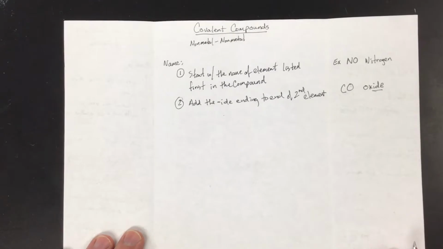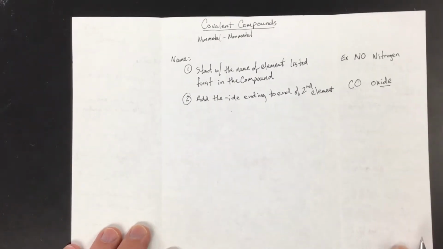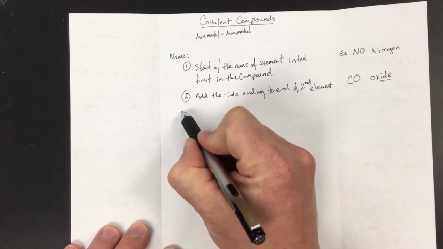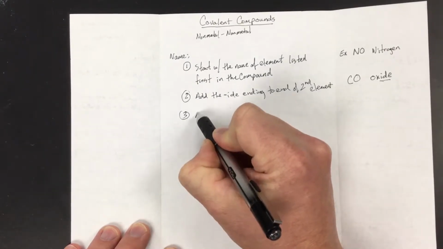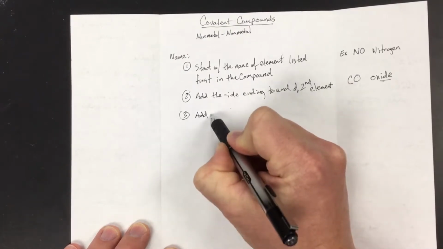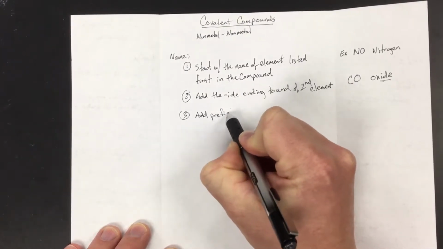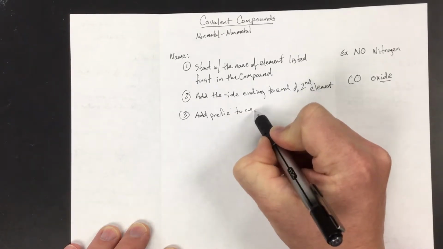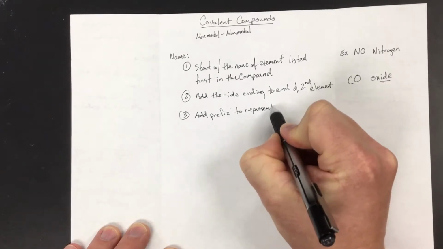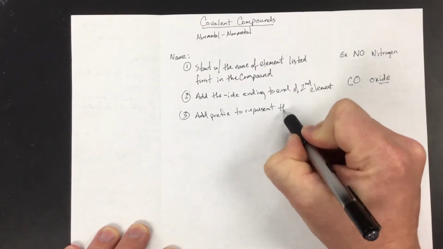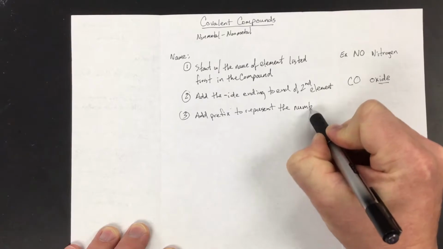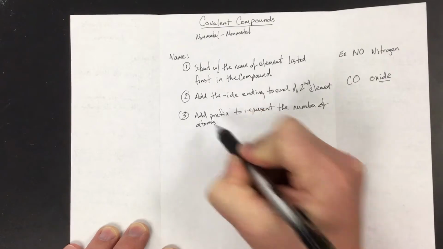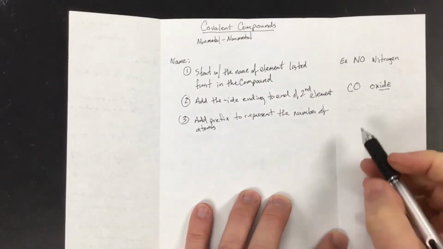Here's where things get a little bit different, and I'm not sure how you'll perceive this, but it's actually kind of a helpful and good thing. The third rule is we have to add prefixes. You're going to add a prefix to represent the number of atoms. Number of atoms. And so here's what we mean by that. Take a look at this example right here.